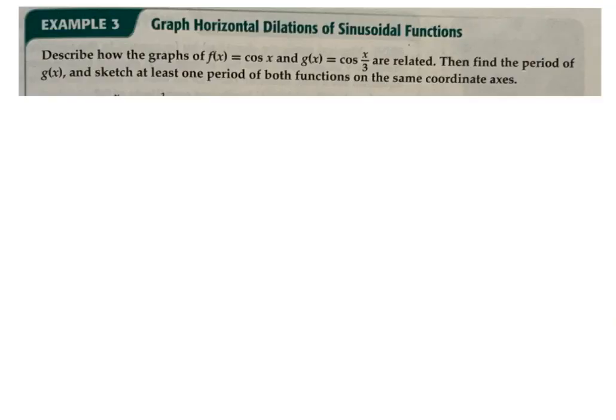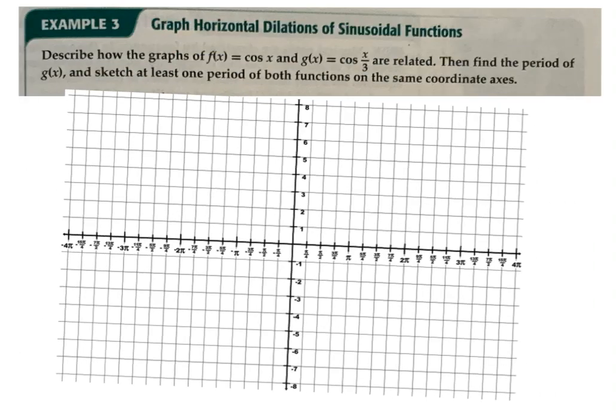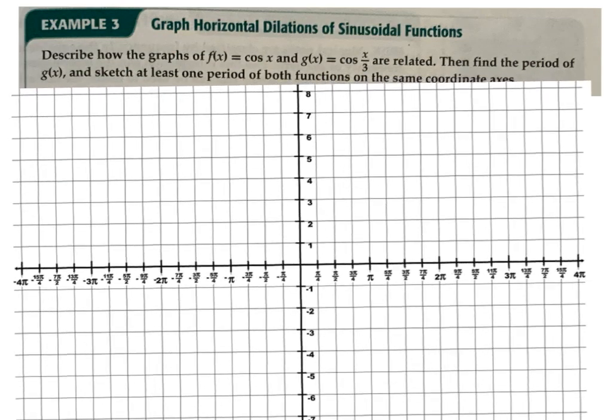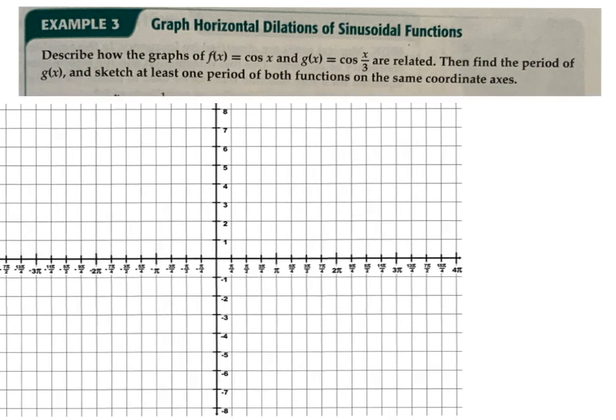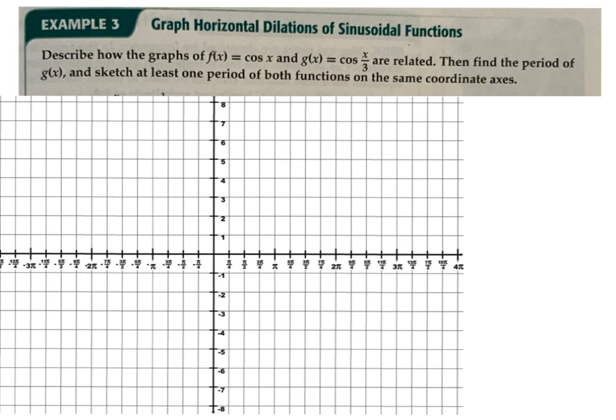It says, describe how the graphs of cosine of x and cosine of x over 3 are related. Then find the period and sketch at least one period of both functions, all right? So that's what we're going to do. We are going to sketch the graph here. Now, I don't think I have enough room on this graph, so we will stretch this guy out, all right?